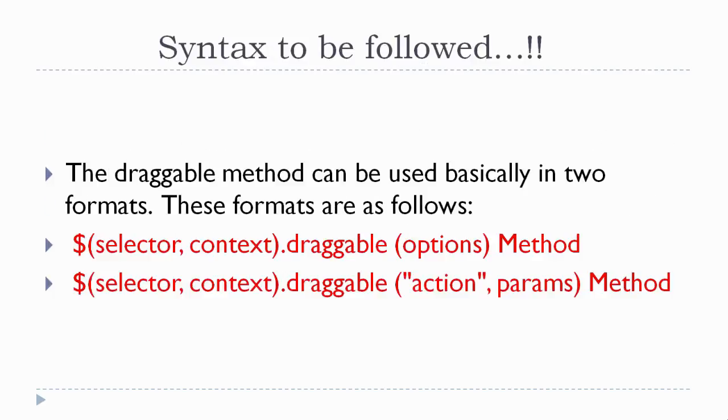The draggable method can be used basically in two formats. Starting with the dollar, we open a bracket, write selector, comma, context, dot draggable, options. The second one is dollar selector, comma context, dot draggable, action, comma, parameters. Now you are observing that in the first part there are options and in the second part there are actions and parameters. Basically the second one is used to disable any of these.